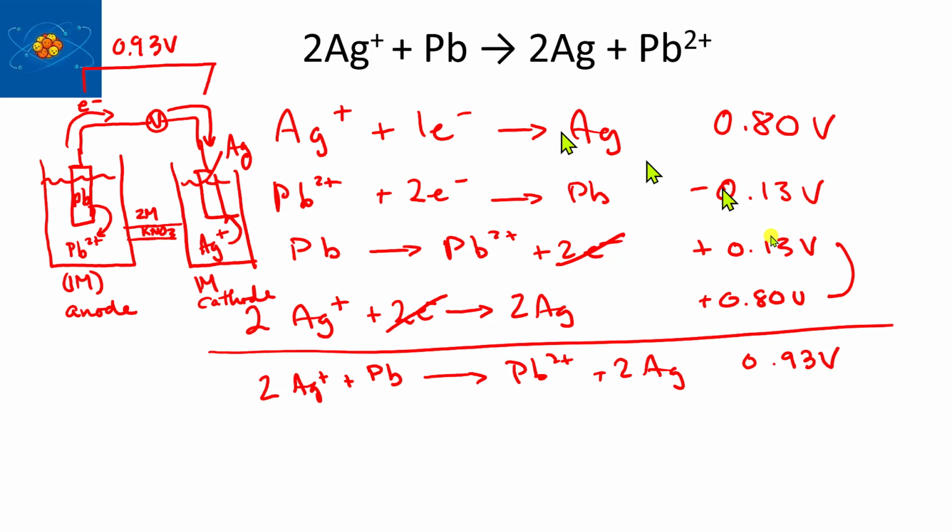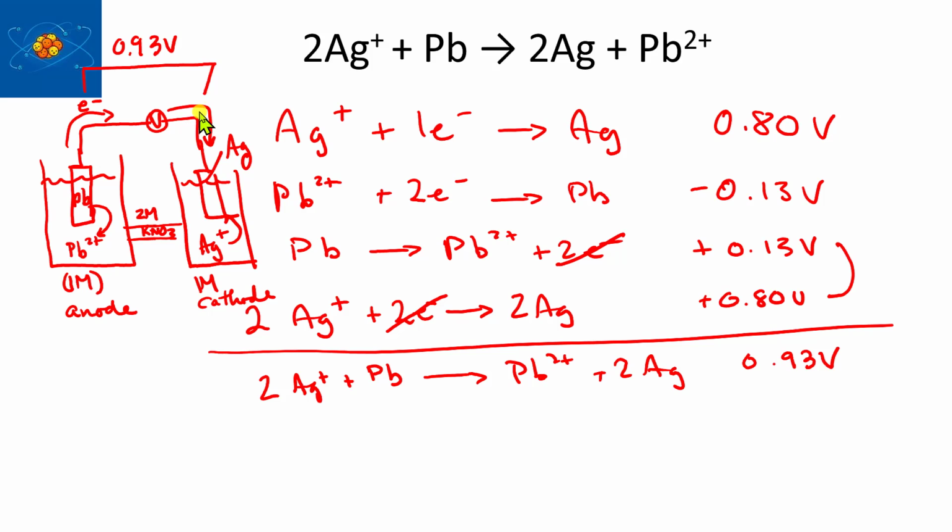I want to talk a little bit about the 0.93 volts. When we say the voltage is 0.93 volts, we're saying that the anode is lower in potential than the silver electrode by 0.93 volts, or that the silver electrode is higher than the lead electrode by 0.93 volts. It means the same thing. In essence, we're saying silver is above the lead electrode in terms of voltage, either because the lead is below or the silver is above.